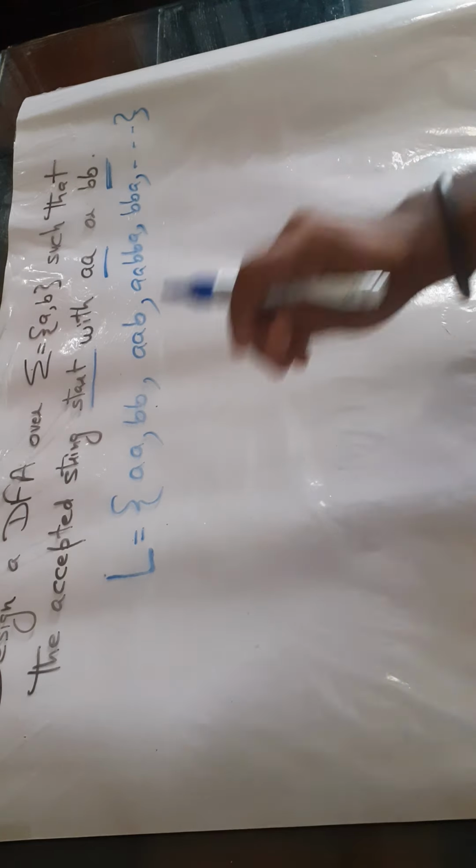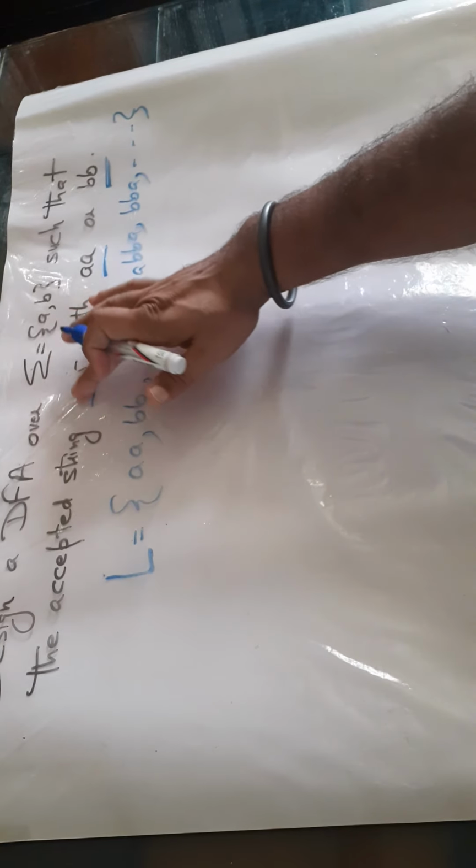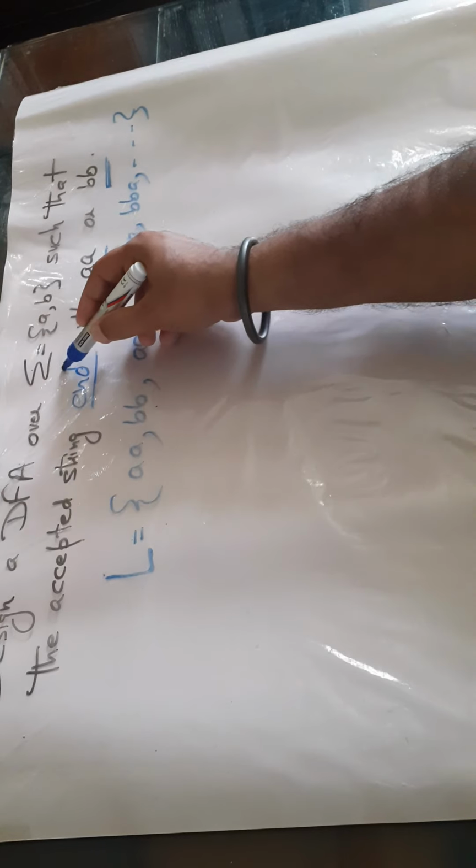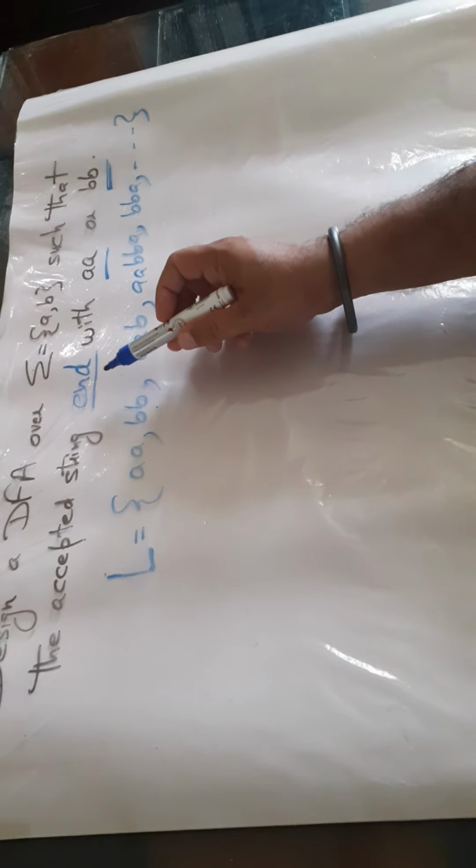Okay, so next question is design of DFA over sigma such that the accepting string ends with AA or BB. So here the main difference is the string is going to end with AA or BB.